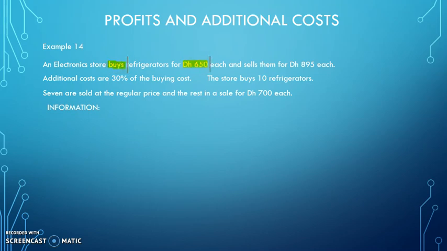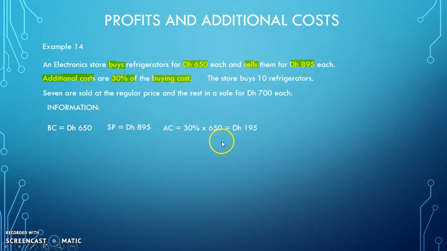We've got the buying cost is 650. And we've got the selling price is 895 dirham. We've got additional costs, which are 30% of the buying cost. And remember, the buying cost is 650. So 30% of 650 is 195 dirham.